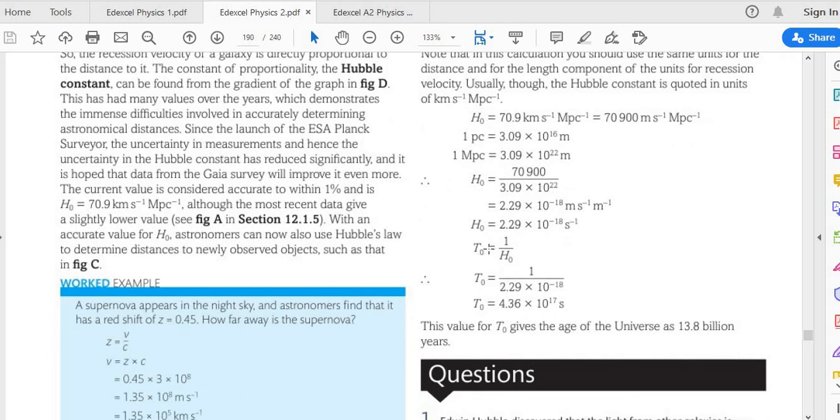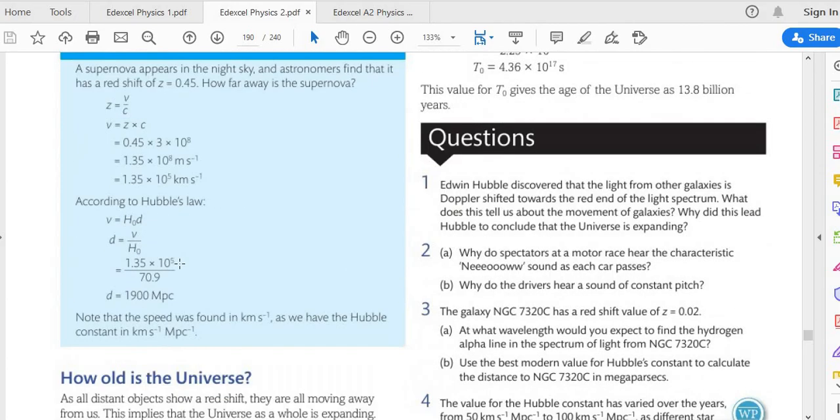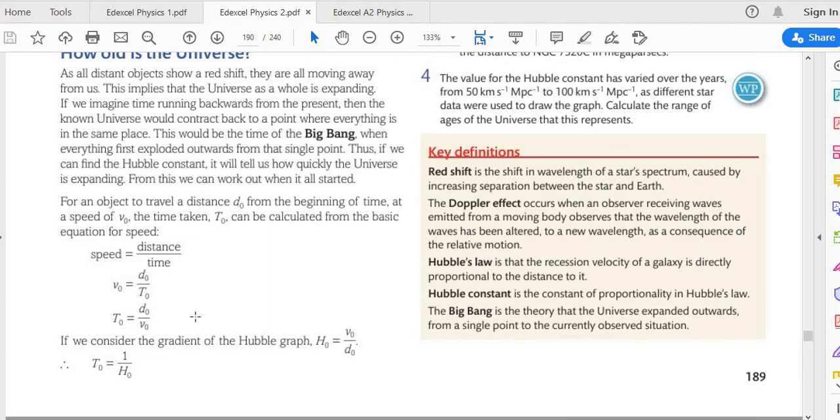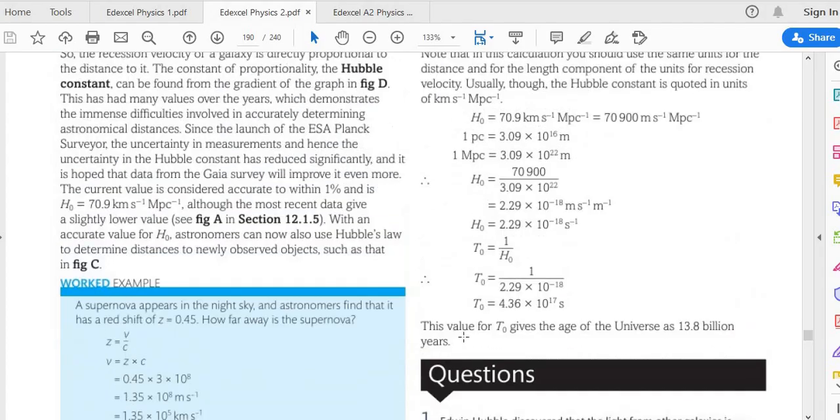Then we have t naught equals 1 over H naught. Now we learned how we got this equation. That was using speed is distance over time. Then we made the time the subject of the equation, and also we had the Hubble constant equal to v naught over d naught, and then we get this. So this is the Hubble constant. Now we can find this one, t naught, that will be the age of the universe.